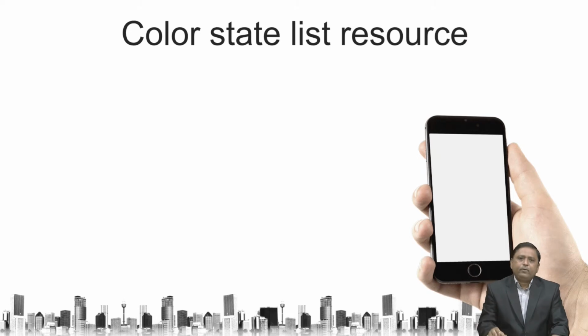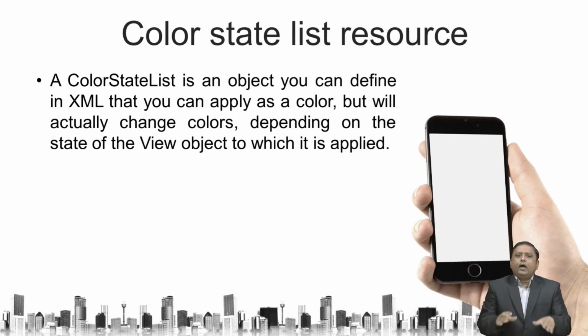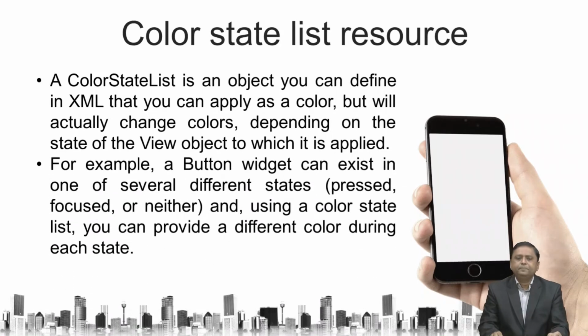The second type of resource is called the color state list resource. A color state list is an object you can define in XML that you can apply as a color, but will actually change colors depending on the state of the view object to which it is applied. Now, let us take one simple example.